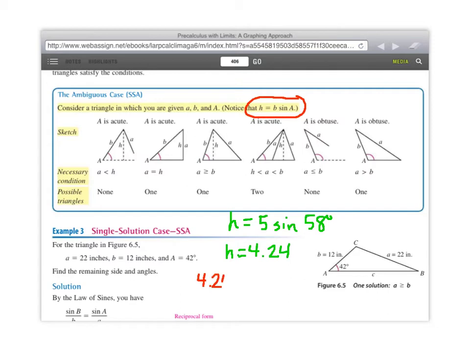4.24. Your A is 4.5, which is less than your B, which is 5. So you're going to have two solutions here. You're going to have two different cases. You're going to have one where your angle B is equal to 70 degrees, and then you're going to have another one where your angle is going to be equal to 110. So we're going to solve both of these.